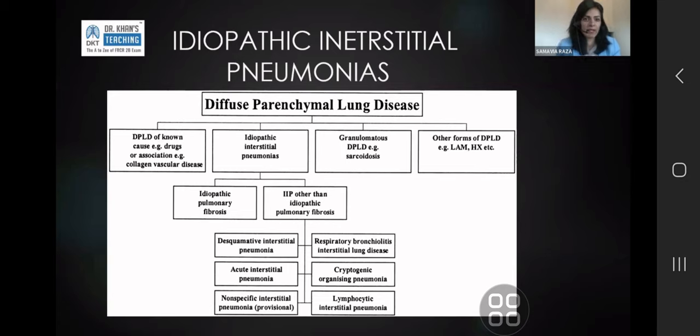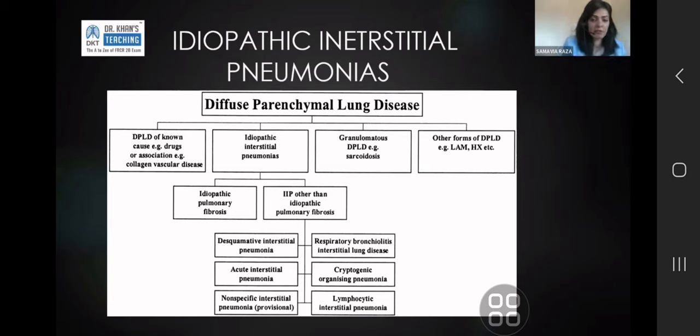IPF is a diagnosis. It is a disease. UIP is not a disease. It is a description of a pattern. So saying UIP doesn't mean anything. The IPs are just terms to describe imaging. They are not diseases. So interstitial pneumonias and idiopathic pulmonary fibrosis are two different things. They're used interchangeably, and a lot of people who are not clear on the concept use the words interchangeably.